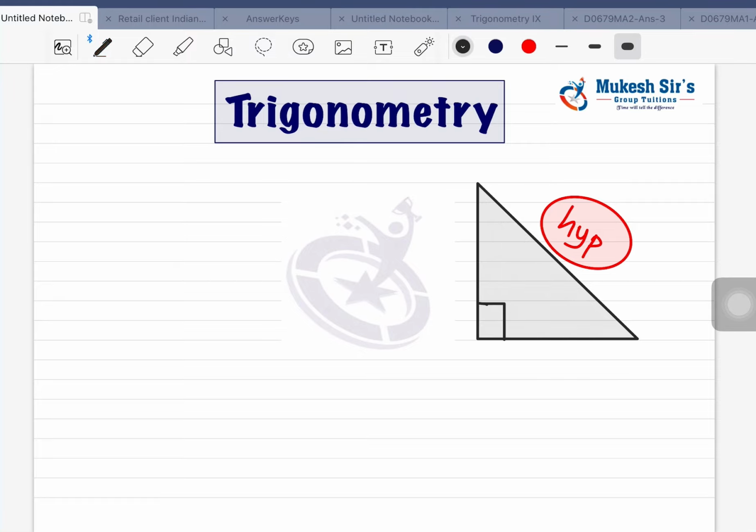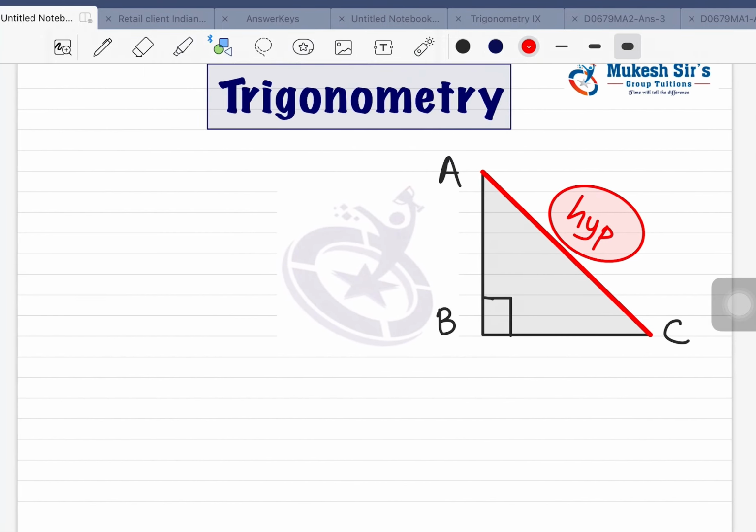So if I name the triangle as A, B, C, and angle B is 90 degrees, then we say AC is the hypotenuse, right? Now, there is a connection between the hypotenuse and the remaining two sides. That's given by a theorem called the Pythagoras theorem.